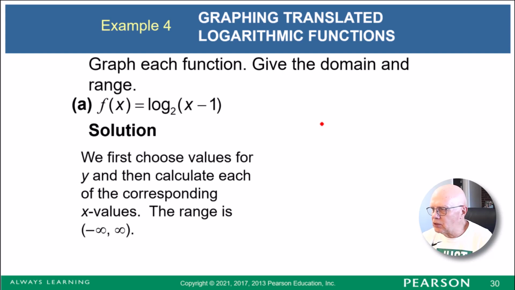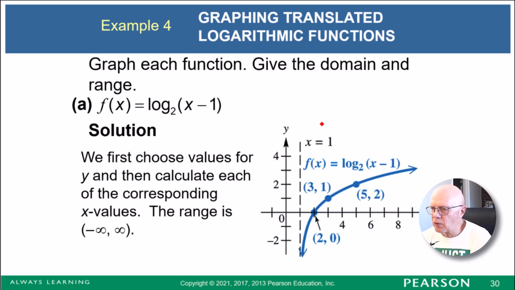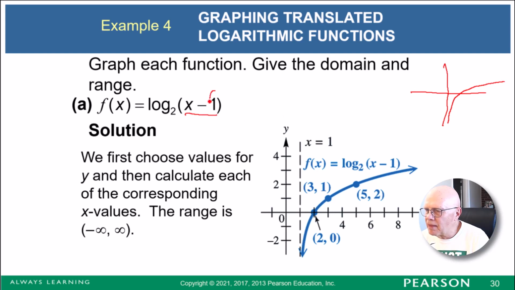I think I've got a duplication here. There we've got the graph. Remember, the picture for the straight log, the basic log, looks like this and goes through (1, 0). But the x minus 1, this is negative, so it moves the basic one. That's why I wanted you to know the basic functions. It moves it 1 unit to the right. And there we go.